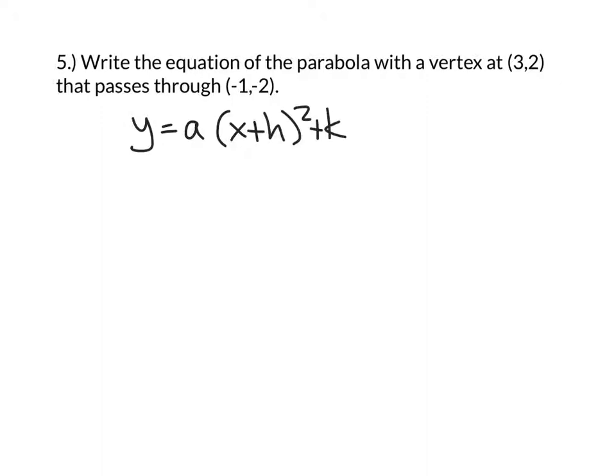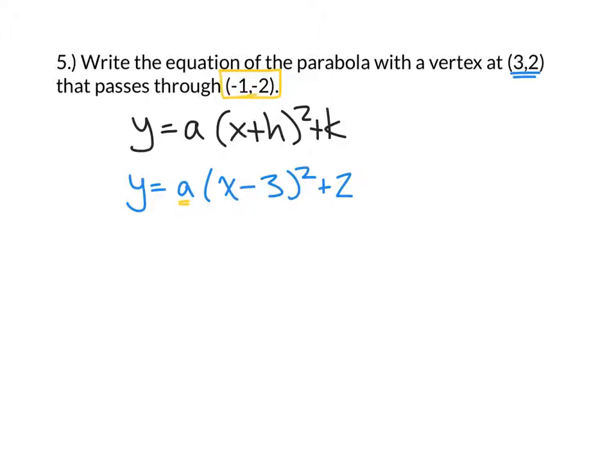Now, knowing that the vertex is 3, 2, I'm just going to plug those values in where they go. So currently I have y is equal to a times, since the x coordinate is 3, this will be x minus 3. And since the y coordinate is 2, this will be plus 2. The last thing that we need to figure out is what this a is going to be. We'll get that from the point -1, -2.